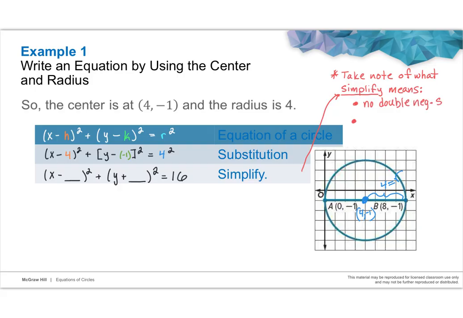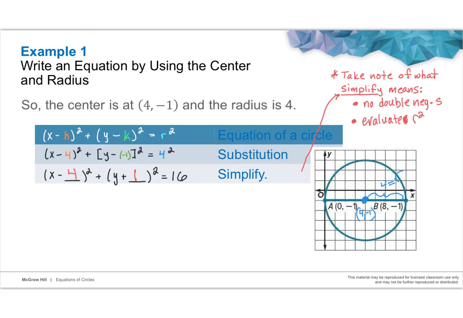So the standard form of the equation has a minus sign in it, but in this case, our k coordinate, or the y coordinate of the center, also is negative. So notice that changes to plus 1, and our 4 can stay as it is. And then the second thing of what simplify means is to actually evaluate the r squared. Make sure that you get a single number for that and that you don't leave it as 4 squared.